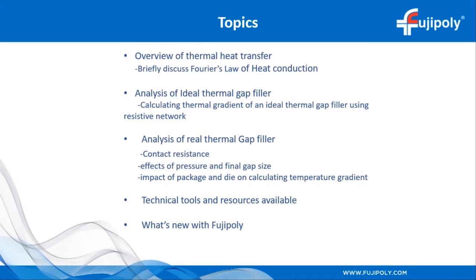We're going to learn how to use a resistive network, and then we're going to take the resulting data and reference that to Fujipoly supplied information to help in material selection. We'll also be looking at some of the real-life impacts that one might come across, such as contact resistance, gap, impact of package and die sizes. We'll also look at some of the technical tools and resources available to design engineers. That'll just be a brief overview of some of the things out there. And lastly, we're also going to want to touch on some of the newer products in our lineup and a couple of the interesting and exciting things that Fujipoly is developing that are going to soon be available.